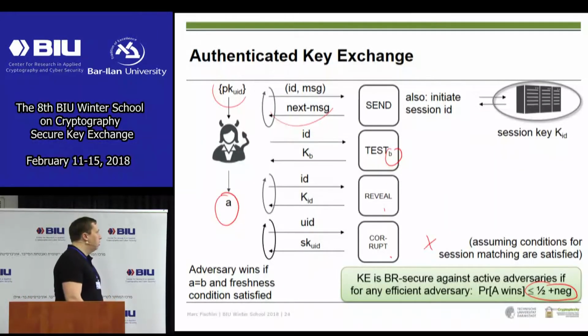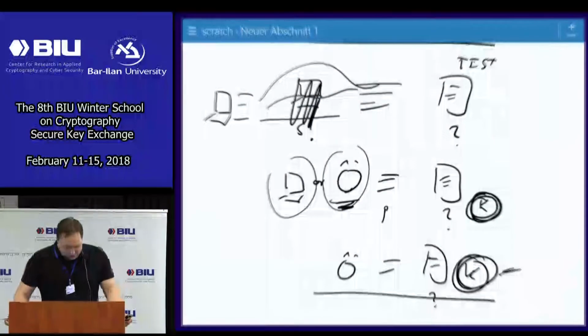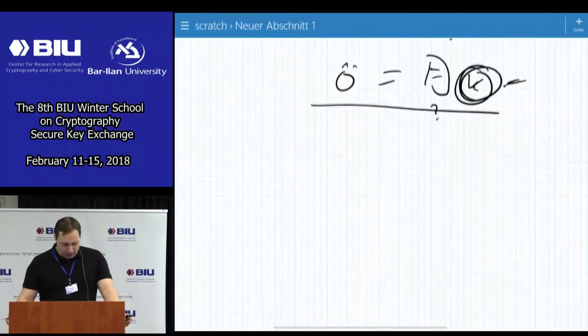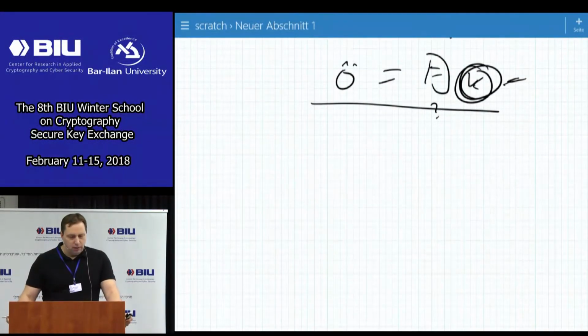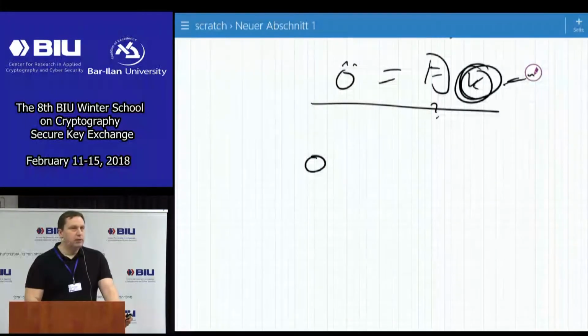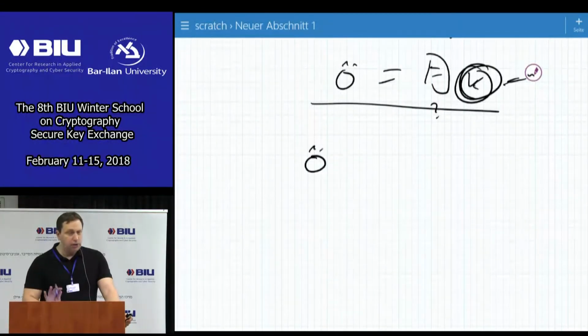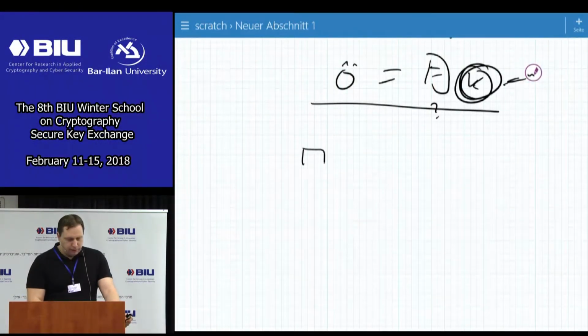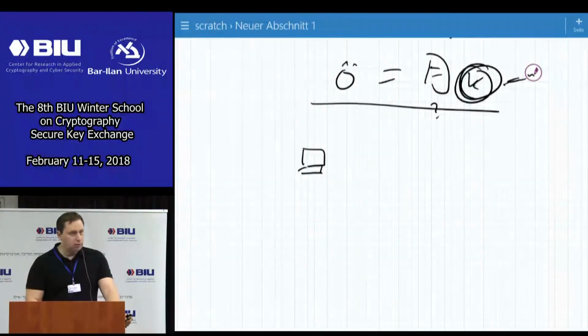Okay, now this is the security model of authenticated key exchange. We filled in some parts, we removed some parts like the exec and so on, but this is it, right? You have the public keys, you can run executions, initiate sessions, of course you can test, you can reveal, you can corrupt. And the adversary wins if it is able to predict the bit b, hidden here in the test oracle, and if it satisfies the freshness condition.